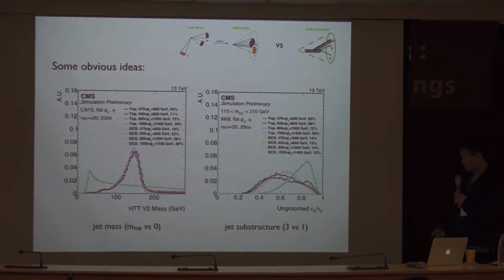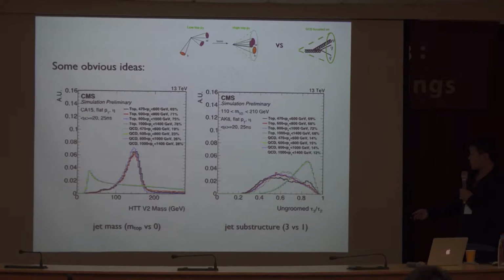So the simplest thing to try is to look at well-motivated physics variables, such as the jet mass or some measure of the jet substructure, and just do simple cuts on these variables. So obviously, the jet mass for a top should peak around the top mass, whereas for QCD, it should be more or less a featureless continuum. So that's a nice variable to cut on.